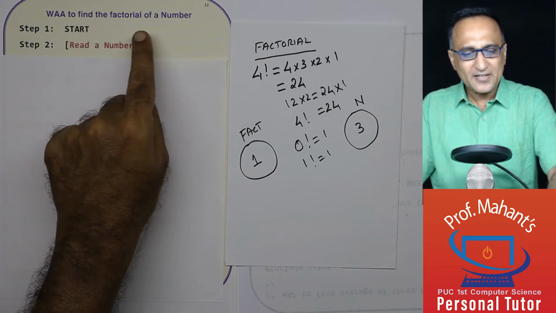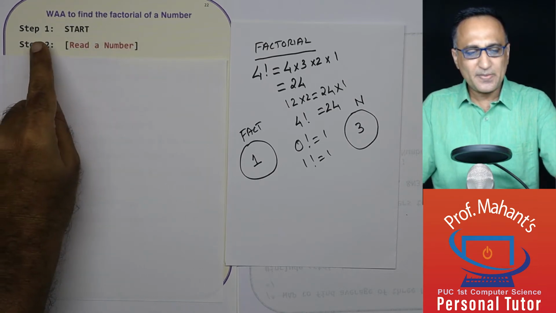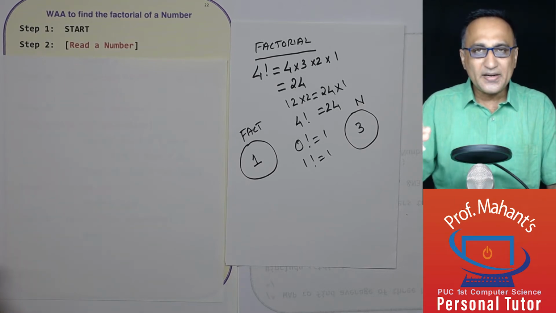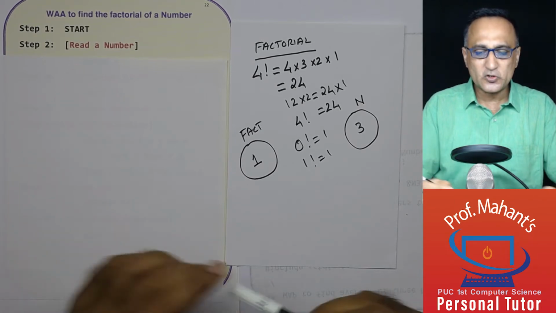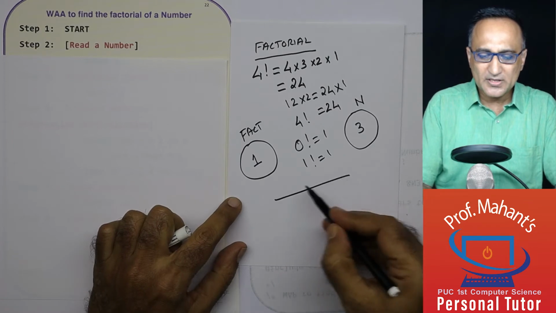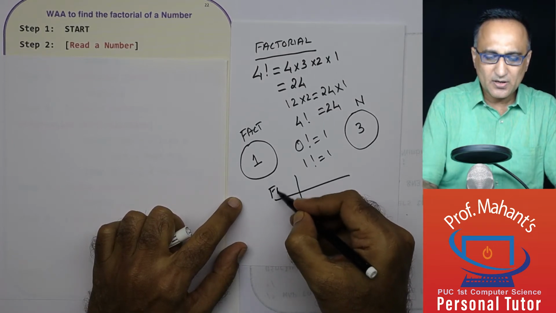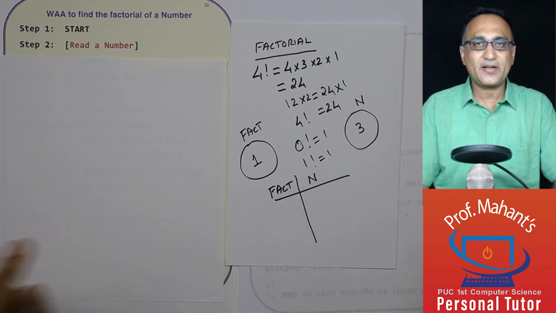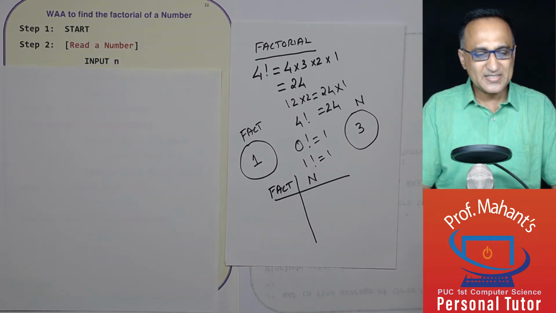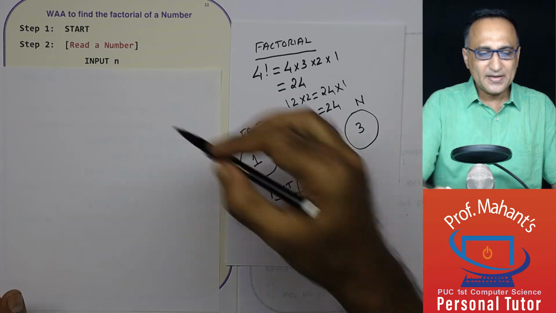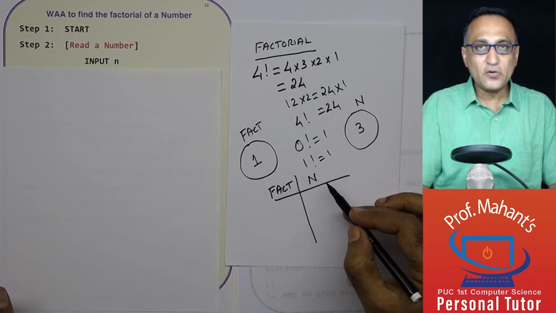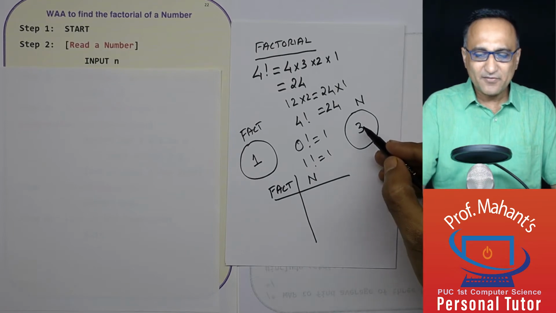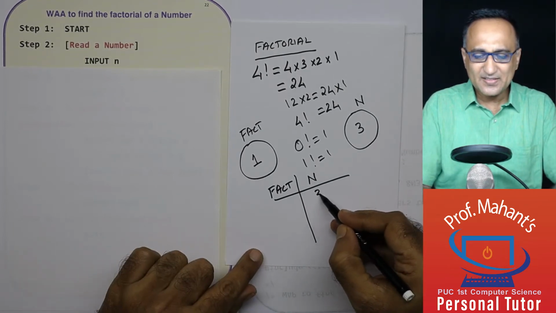So in order to find the factorial of a number, the first step as usual is a start. Next step is I need to read a number whose factorial is to be found out. So let's draw this table. So here I have a variable called fact. Here I have a variable called n whose factorial is to be found. So I say input n. n stands for the number whose factorial is to be found. Let us say we read n as 3.